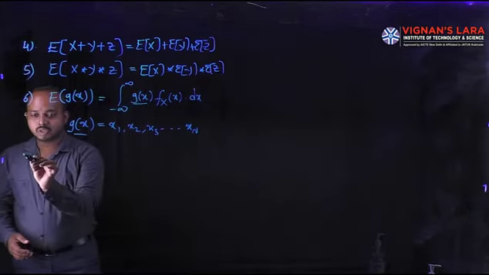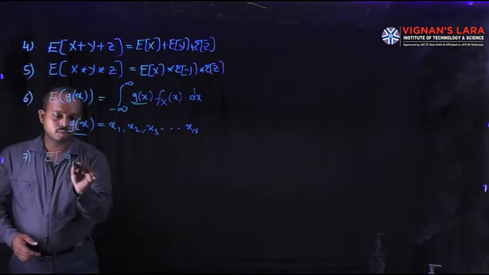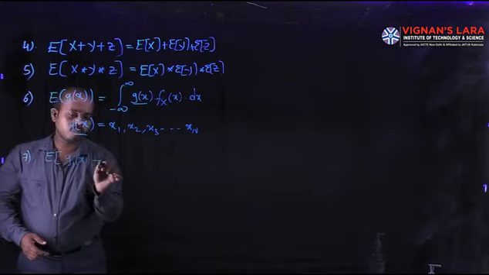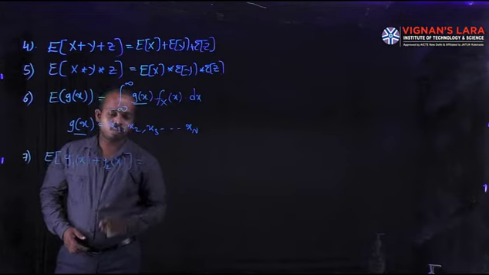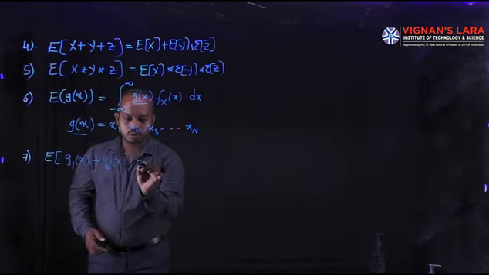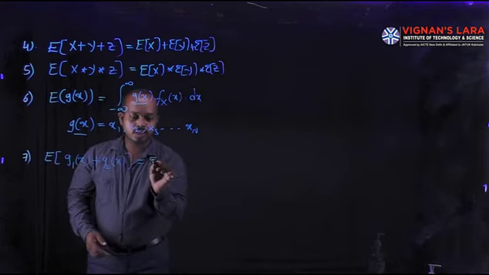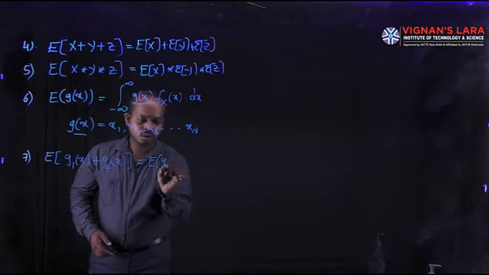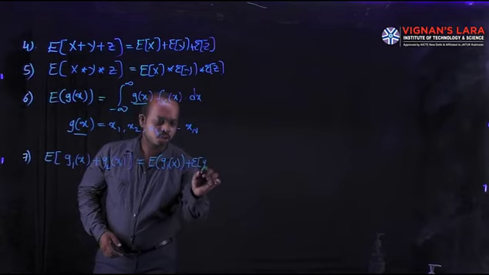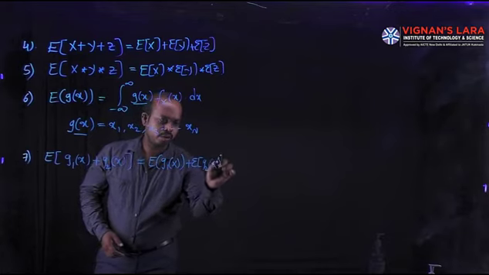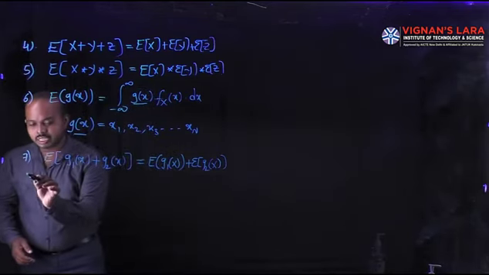Here I am taking the 7th property. The 7th property is the expectation of g1 of x plus g2 of x is equal to the summation of the individual expectation of each function. Here I consider the expectation of g1 of x plus the expectation of g2 of x. This is one more property in expectation values.